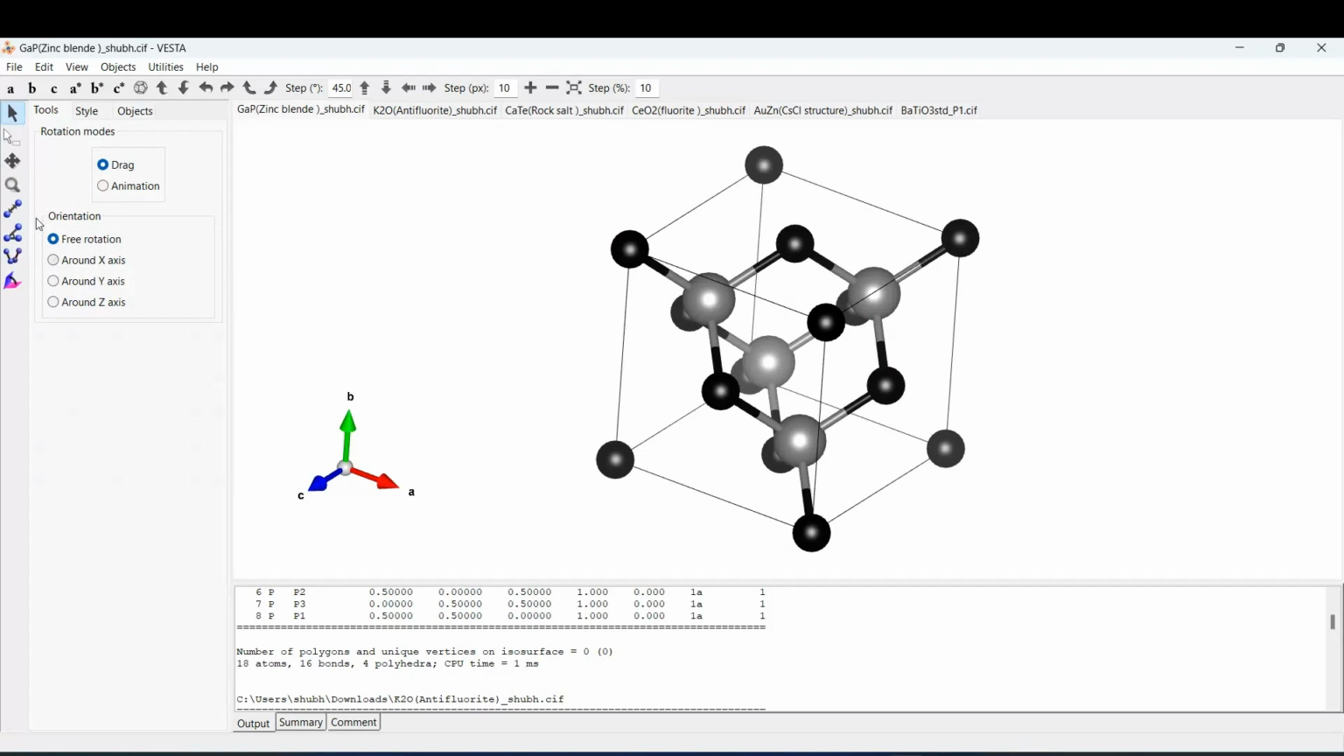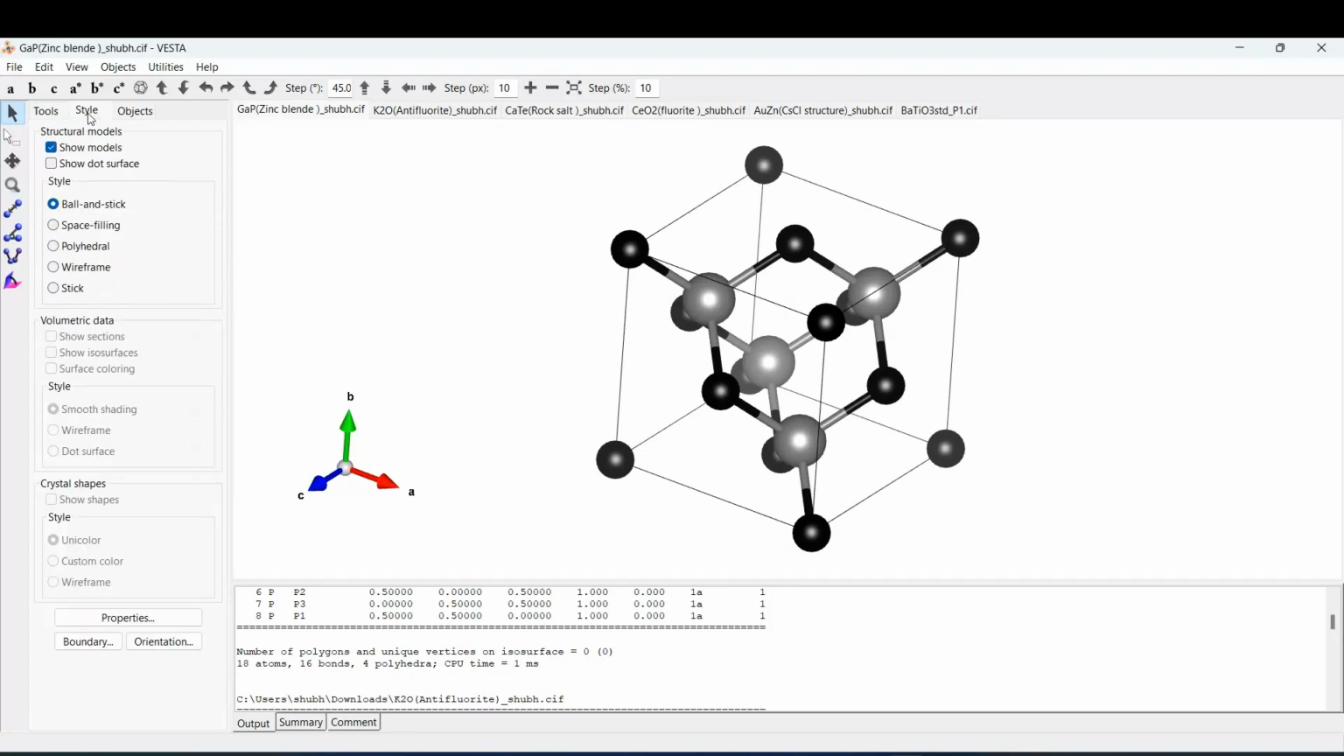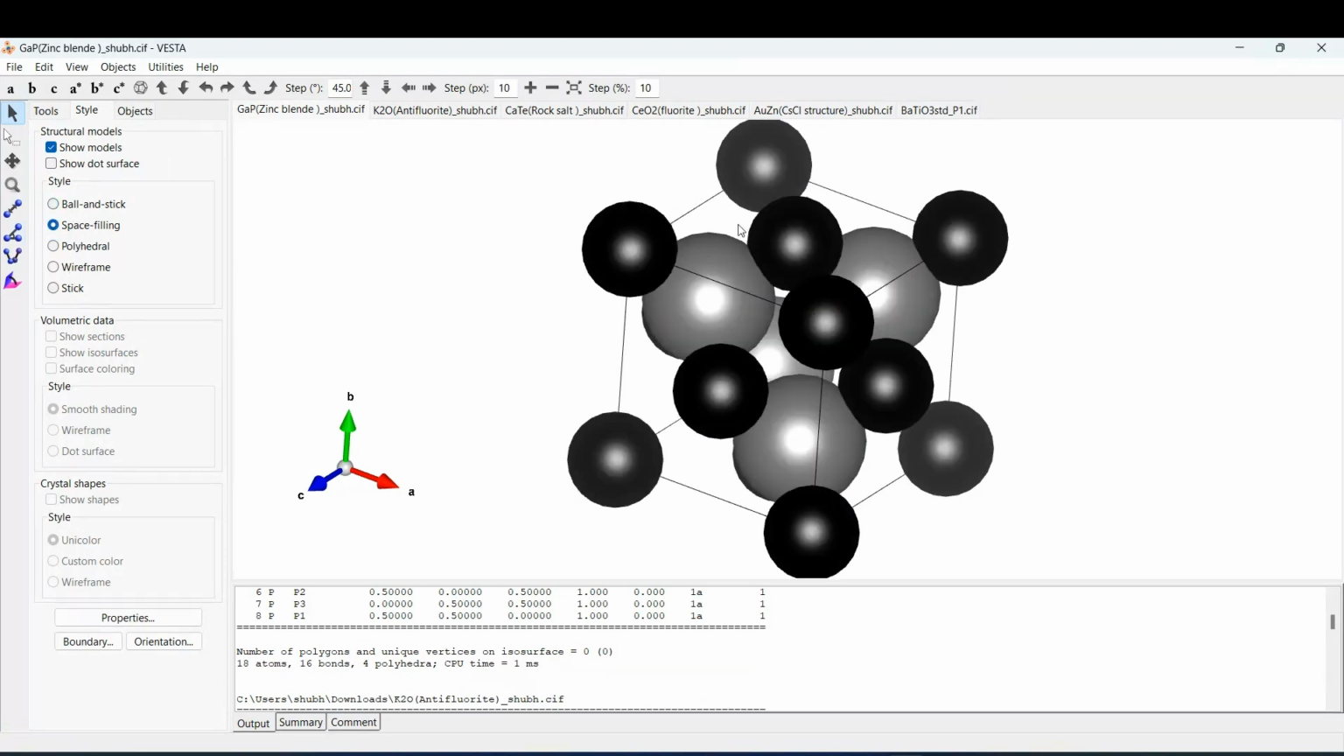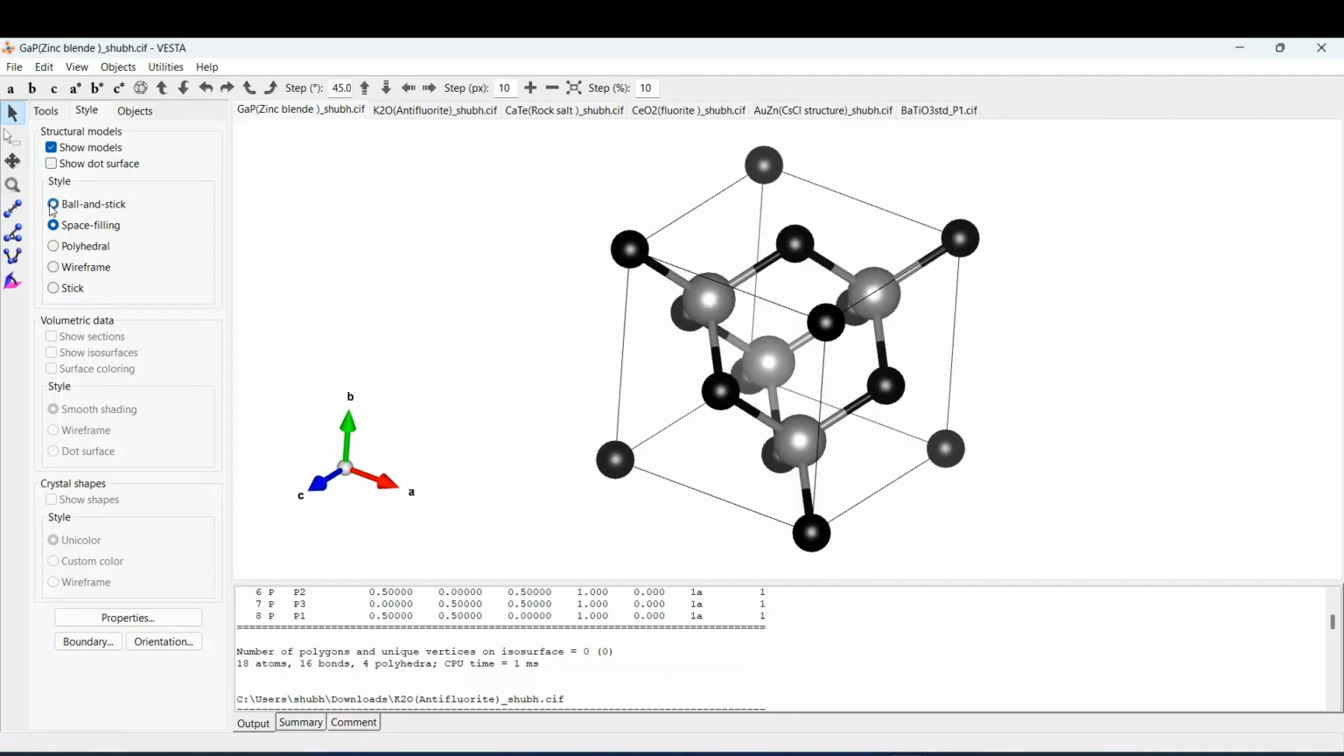We can also make different styles, like ball and stick or space filling, which will occupy all the space. But ball and stick is fine for better observation of the bonds and the structure formed.